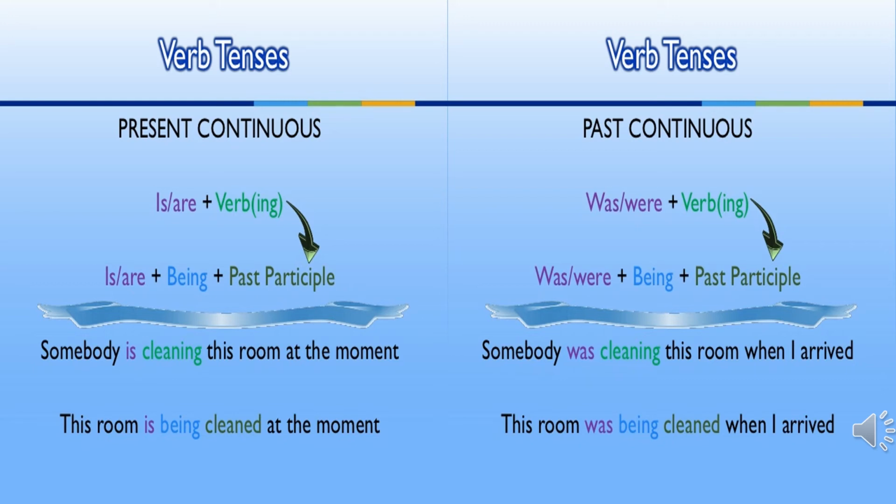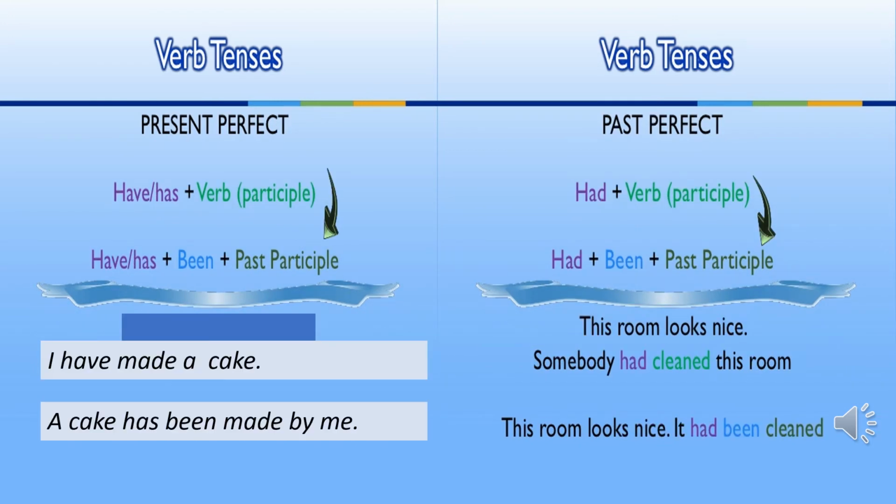If the tense of my sentence is a perfect tense, so I have to use after the object has, have, or had according to the tense, then it has to be followed by been plus past participle. So if my sentence in the active voice is I have made a cake, then when I change it into passive, it will be a cake has been made by me. And if my sentence is someone had cleaned the room, then in the passive voice it will be the room had been cleaned by someone.